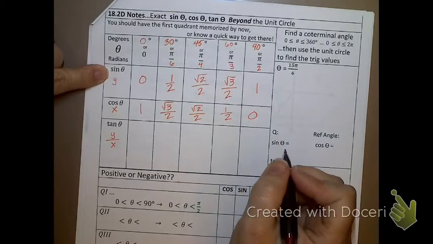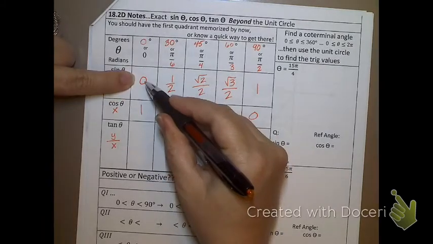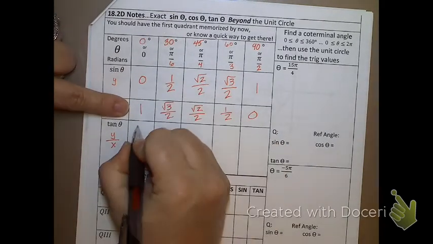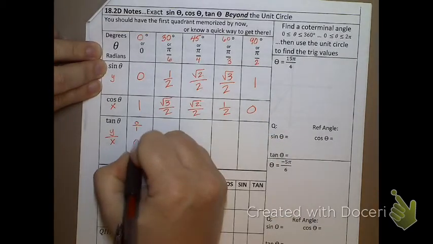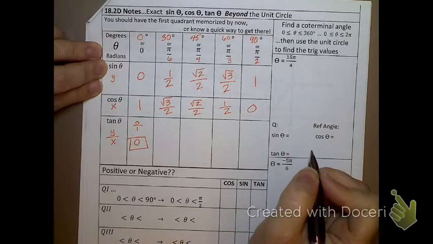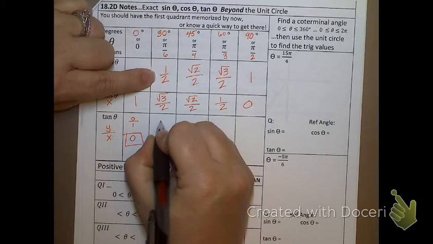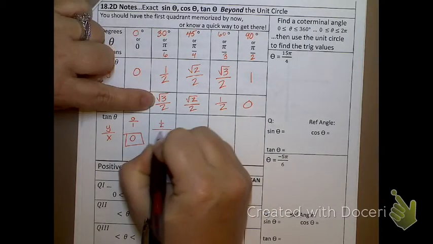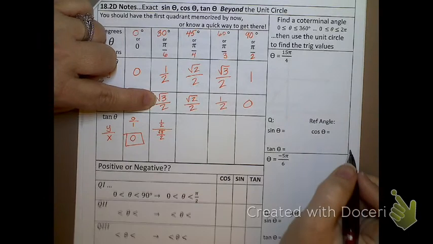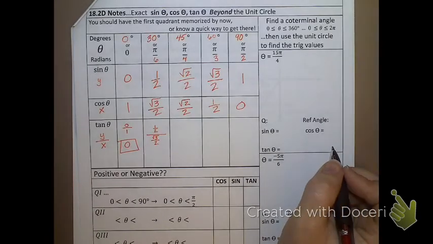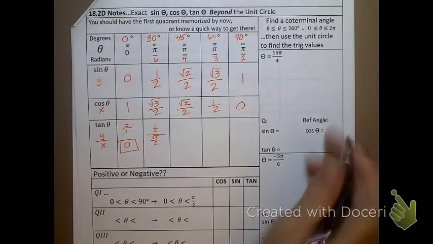Tangent takes a little bit more thinking because tangent is y over x. That's why I ask for sine first, because in this case, it's going to be 0 over 1. What is 0 over 1? 0. In this case, it's going to be 1/2 over radical 3 over 2. Now, we did a little bit of work on that before. Do you remember doing that a little while ago?